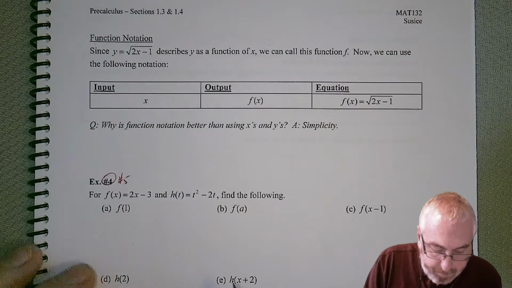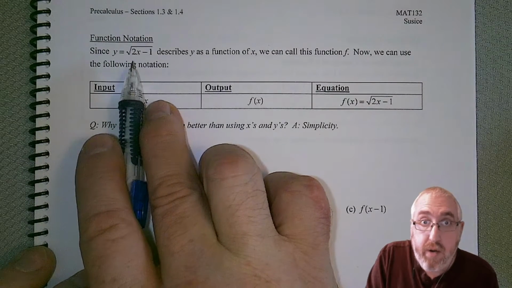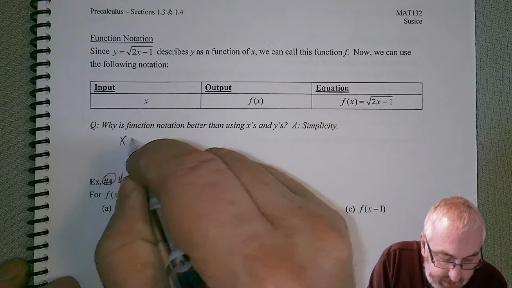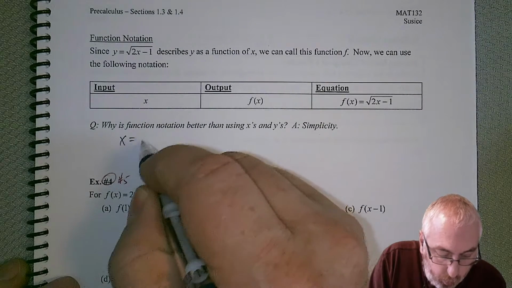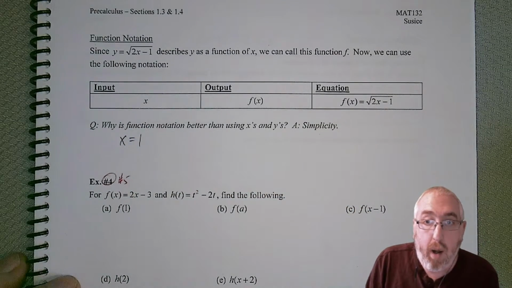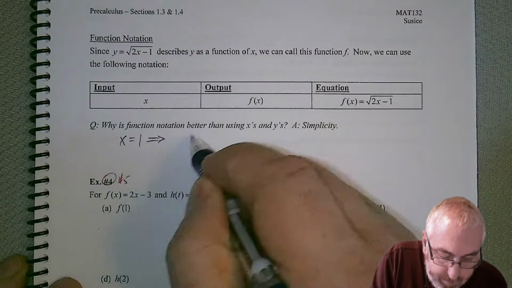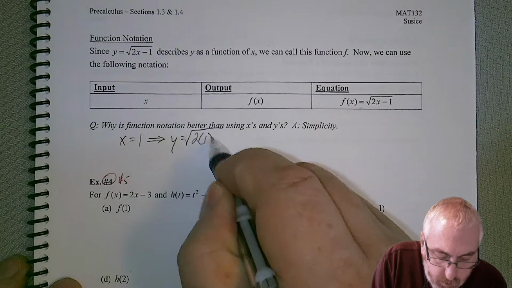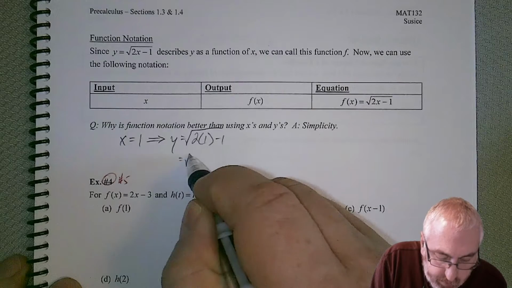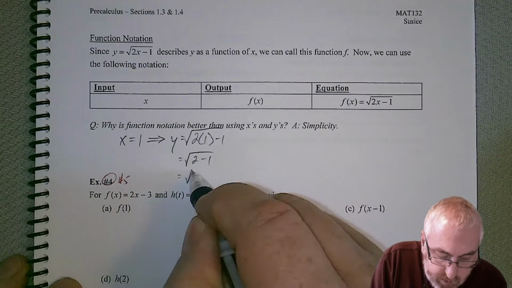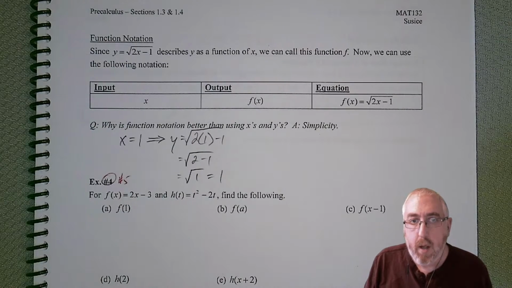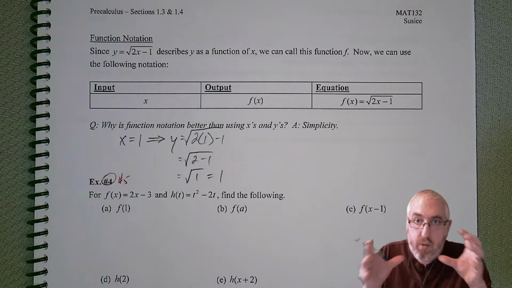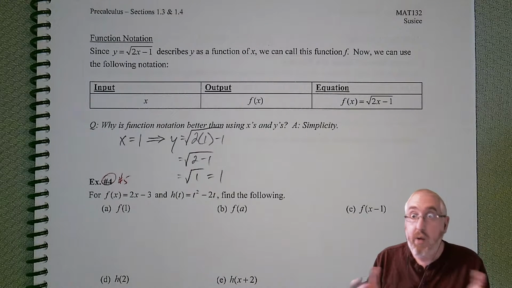And let me give you an example. So if we use our regular notation here, y equals the square root of 2x minus 1, we'd say, okay, let's say what happens when x is equal to 1. When x is equal to 1, we can substitute that in to our y formula. And we can see we get the square root of 2 minus 1, which is the square root of 1, which equals 1. So in this sense, we have two equations that are describing the process for this equation.